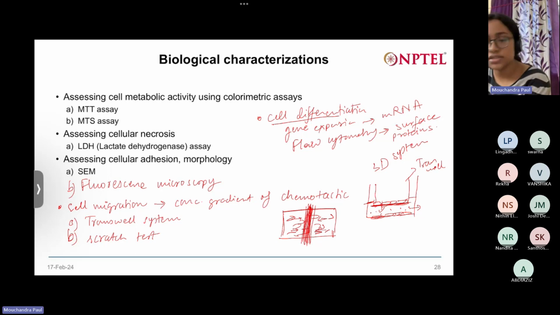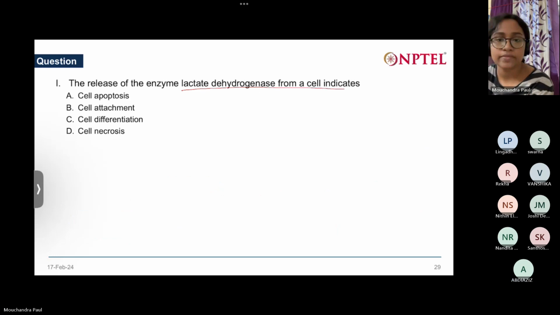So there are a few questions based on what we have discussed so far. First question: the release of the enzyme lactate dehydrogenase from a cell indicates what? Does it indicate cell apoptosis, cell attachment, meaning cell adhesion, cell differentiation, or cell necrosis? Cell necrosis. Yes, you're correct.